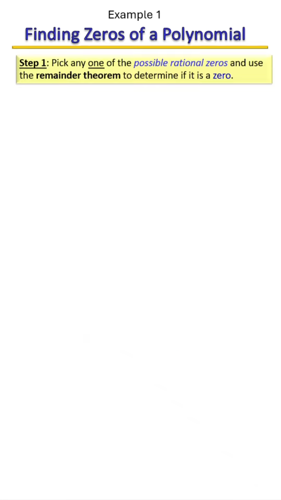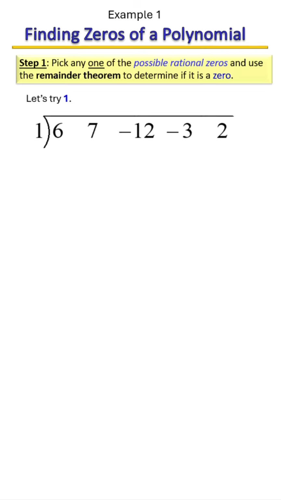So step one, what you do is you pick a number from your list and then use the remainder theorem to determine whether it's a zero or not. Remember, you'll know if it's a zero if your remainder is a zero. So I'm going to take the number 1 from our list, and let's go ahead and do the synthetic division and see if we get a 0 out for the remainder, and then that will tell us whether 1 is or is not a 0.